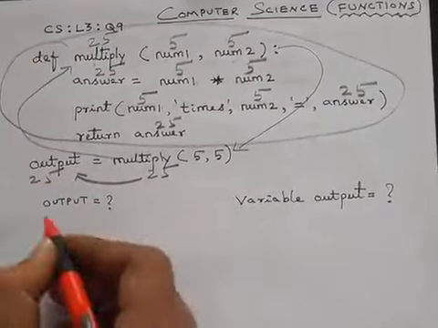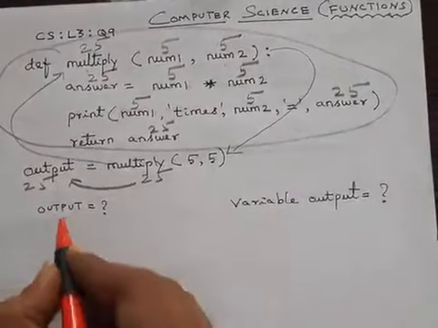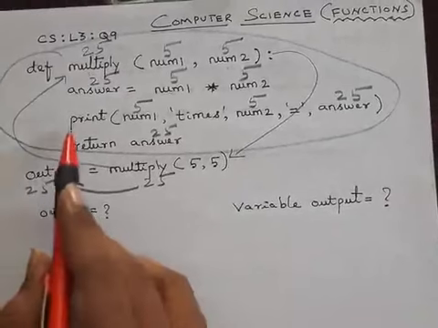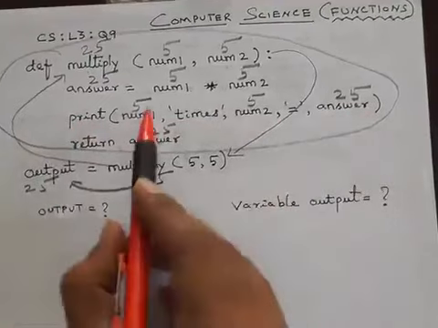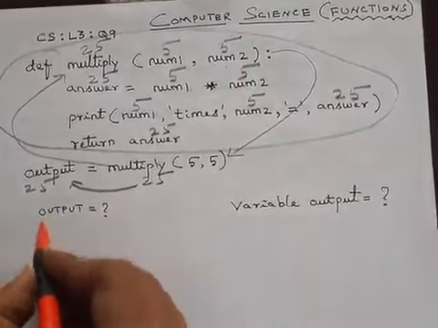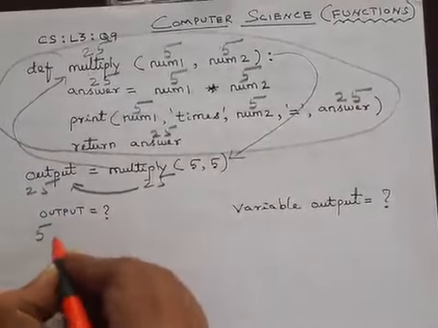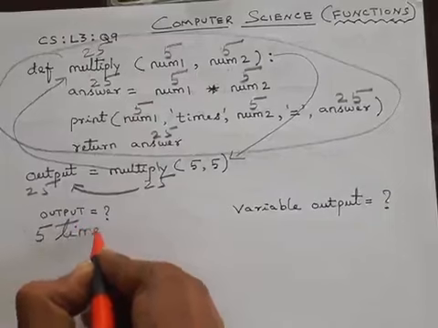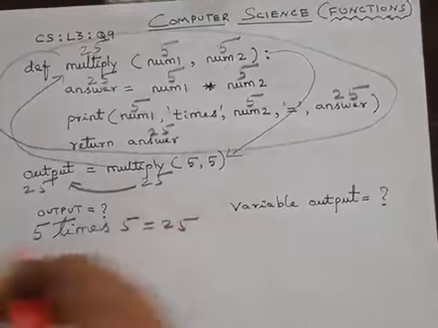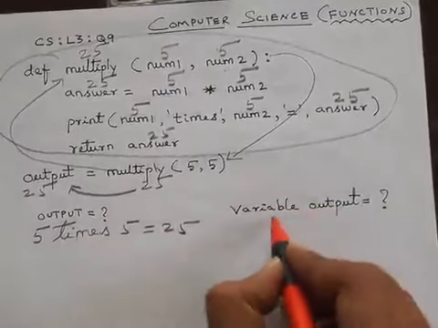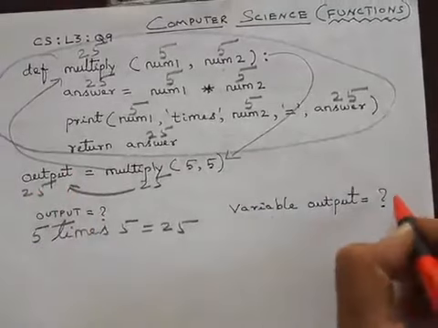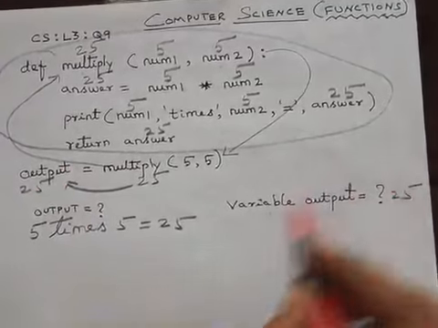Okay. So here they asked two questions. What is the output? What is the output means? You directly go to the print statement. What does it print? 5 times 5 equal to 25. So the output is 5 times 5 equal to 25, and this is the output. So what value will the output variable store? The output variable will store the value 25. Okay, such that we finish the answer.